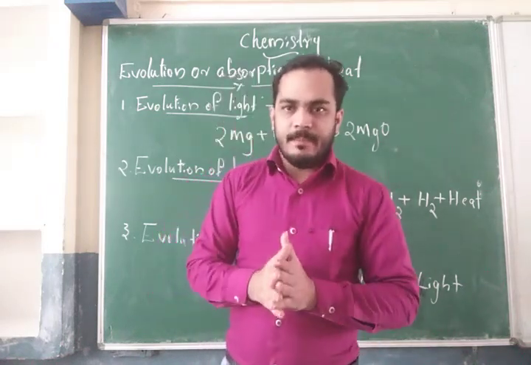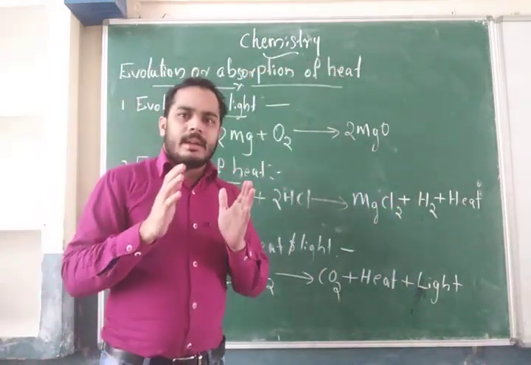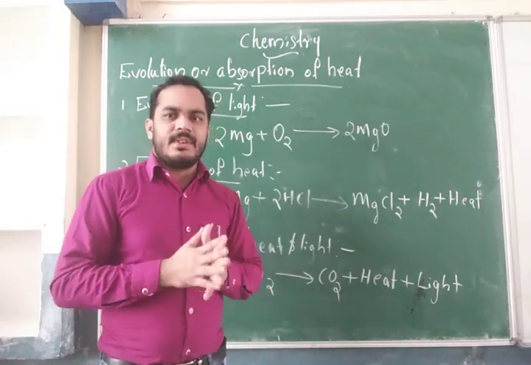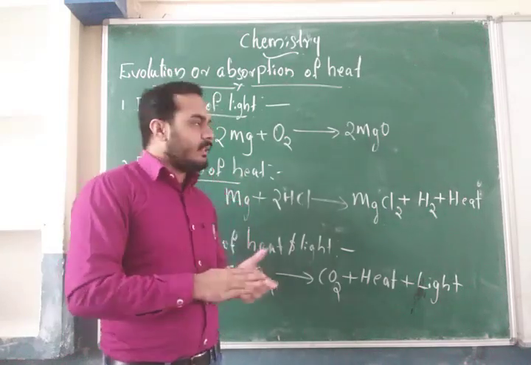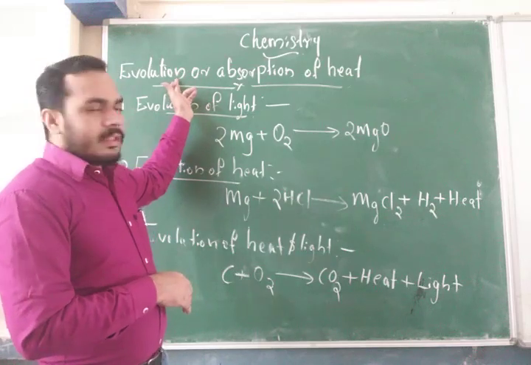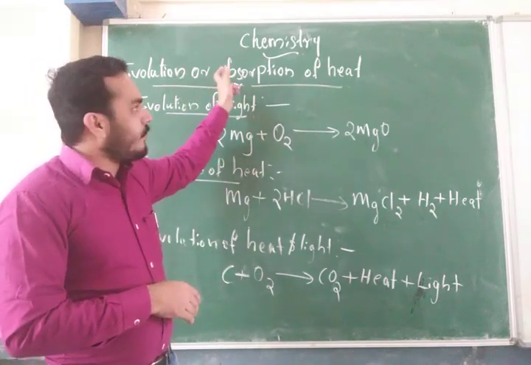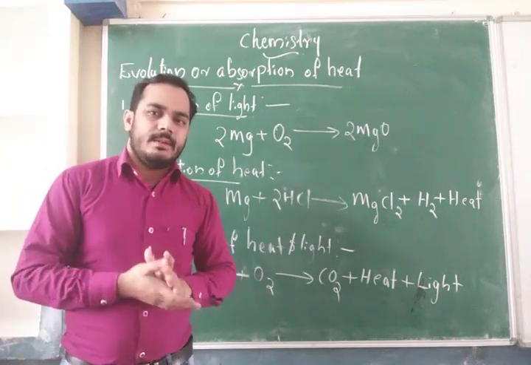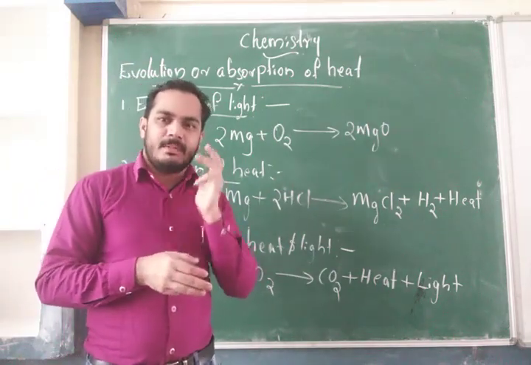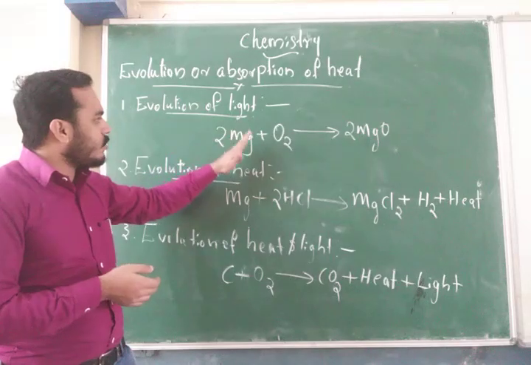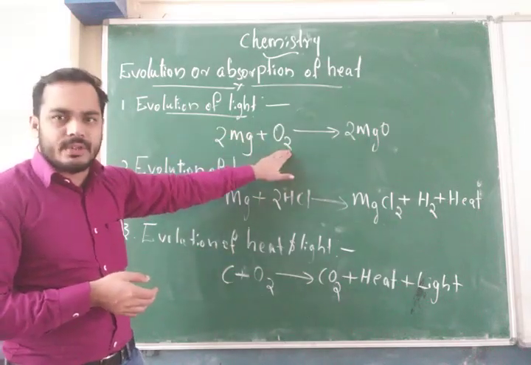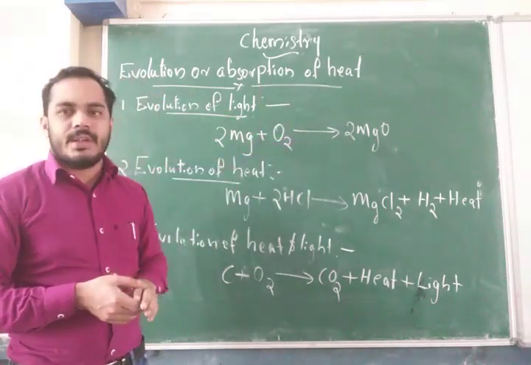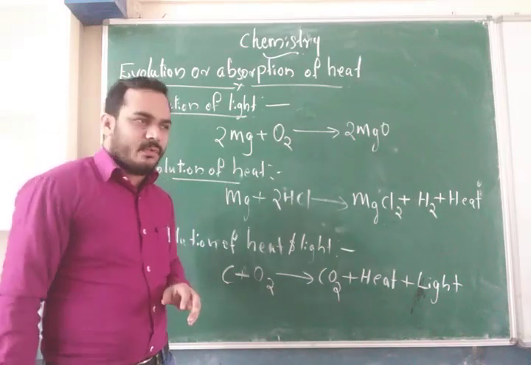So I repeat once again, the characteristic features of chemical reaction. The third one, evolution or absorption of heat. Based on the heat evolution, it is classified into three categories, and three best examples are given here. The first one: magnesium reacts with oxygen to form magnesium oxide and light energy is formed.